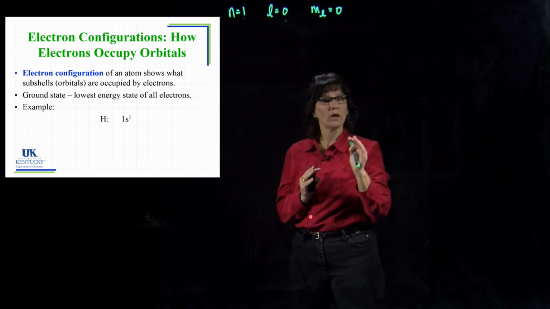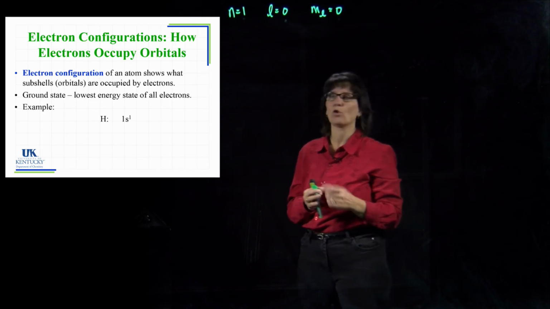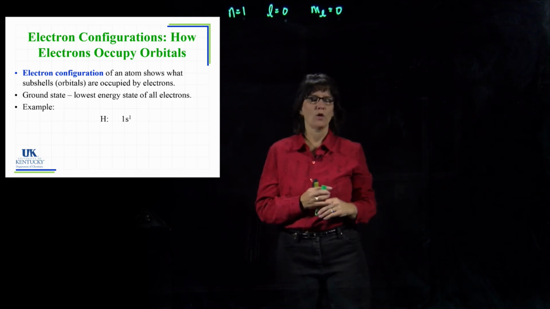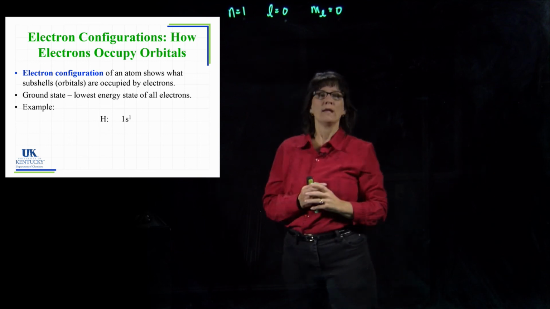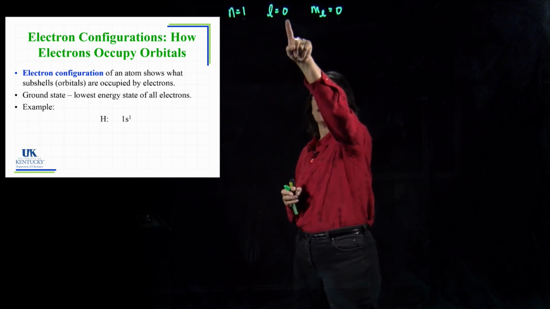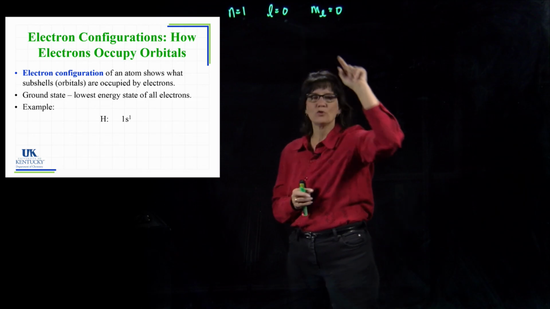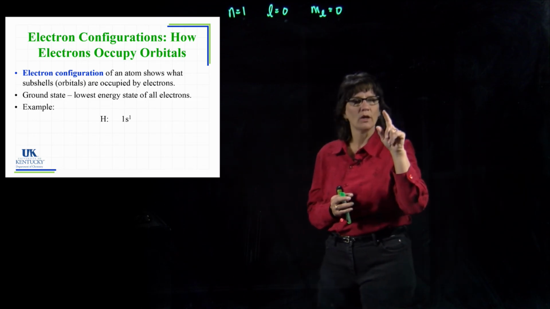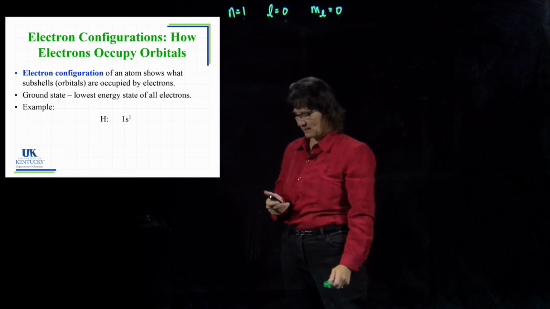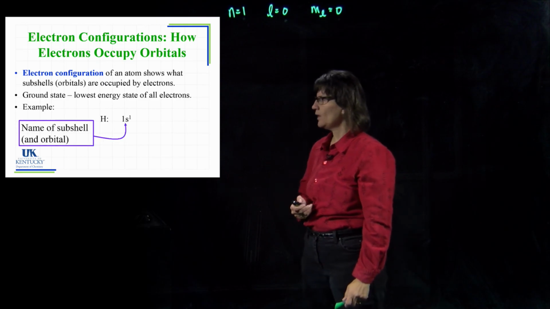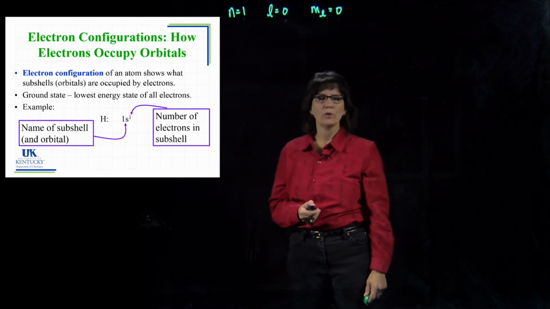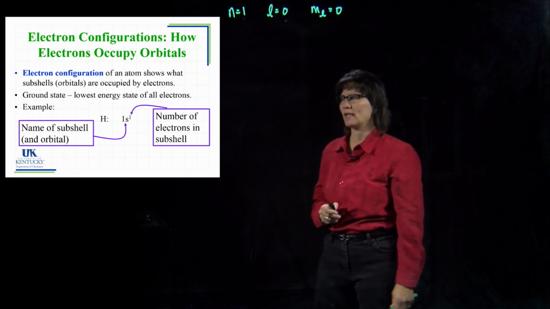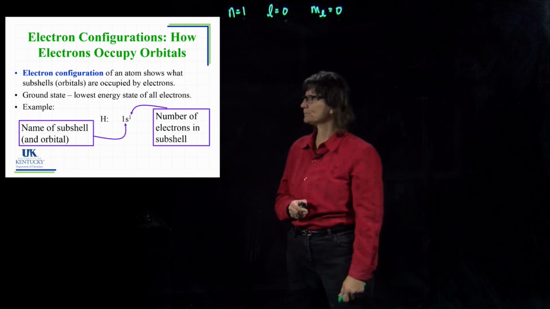And if we're going to put the one electron that hydrogen has into that orbital, that's how we denote it. We denote it with the 1, telling me the n. We denote it with the s, telling me it's in that subshell, and then we do a superscript of a 1 that tells me I have one electron in that subshell. All right, so 1s is the name of the subshell, and that 1 right there tells me I have one electron in that subshell.